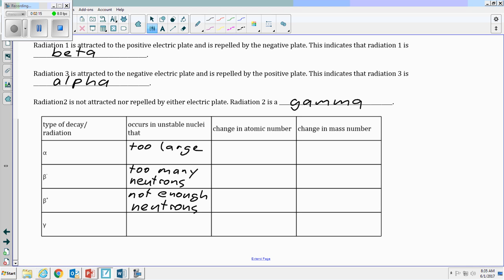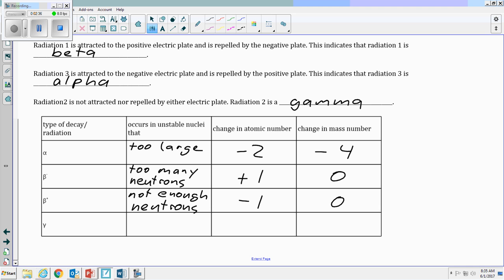In an alpha decay, the atomic number goes down by 2 because you're losing a particle with an atomic number of 2. Mass number goes down by 4. The beta minus changes the atomic number, in that it increases it by 1. Mass doesn't change. And for the beta plus, it's the other way around.